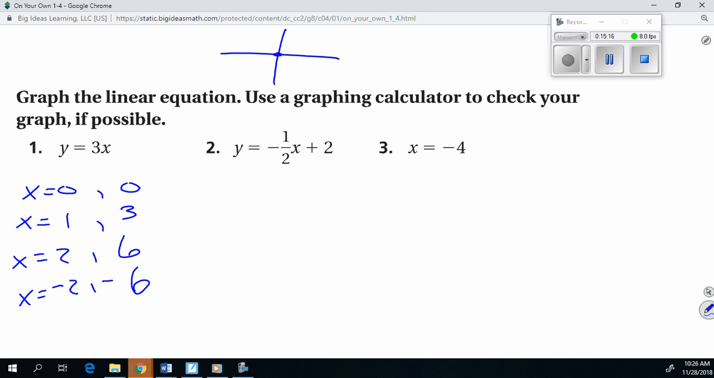(0, 0) is right there. (1, 3) would be about here. (-2, -6) would be about here. And (2, 6) would be about here. So you'd have this line going through the origin like that. Obviously, my line isn't that pretty because I'm not using graph paper. Yours will be exactly accurate. So I want you to graph number 1, and then do 2 and graph 2, do 3 and graph 3. Let's go ahead and pause this and do that and come back and check your answers.